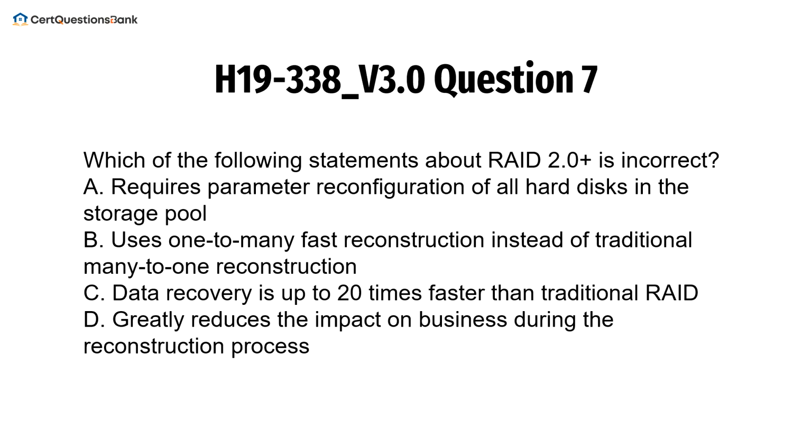Which of the following statements about RAID 2.0 Plus is incorrect? A. Requires parameter reconfiguration of all hard disks in the storage pool. B. Uses one-to-many fast reconstruction instead of traditional many-to-one reconstruction. C. Data recovery is up to 20 times faster than traditional RAID. D. Greatly reduces the impact on business during the reconstruction process.